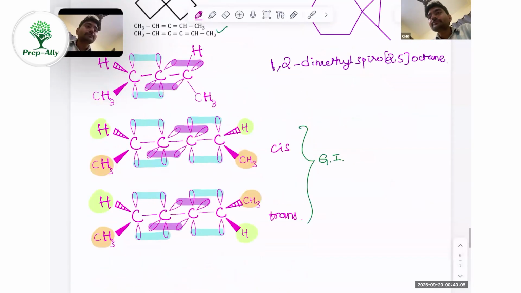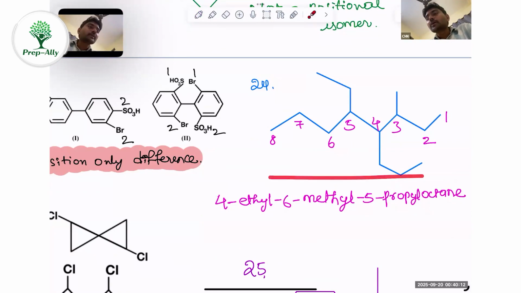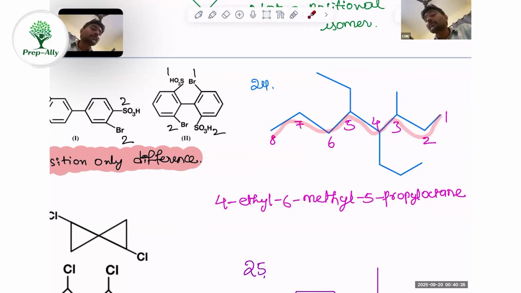24th question, they have asked the IUPAC nomenclature for this compound. Whenever you take compounds like this, you will get confused about from which position you have to count the longest carbon chain. How many carbons are there in the chain? Then only we can give the name. Sir, why have you taken from this side? You can take it from any side. The thing is, the substituents should have the lowest numbers.